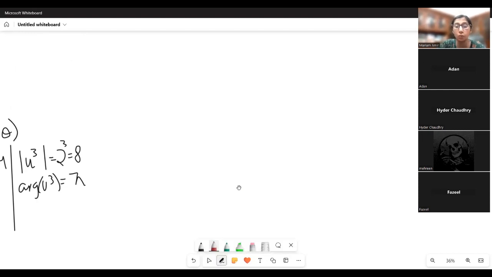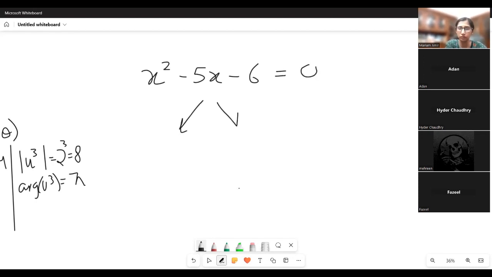So actually what they're asking for is, for example, हमारे पास एक quadratic equation है, x square minus 5x minus 6 is equals to 0. एक question है कि इसके roots निकालें. इसके roots क्या आते हैं?